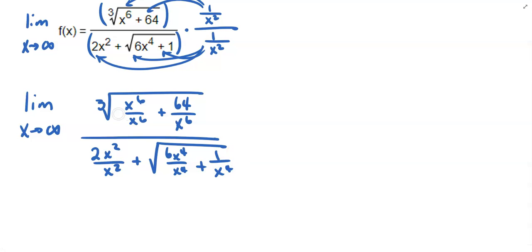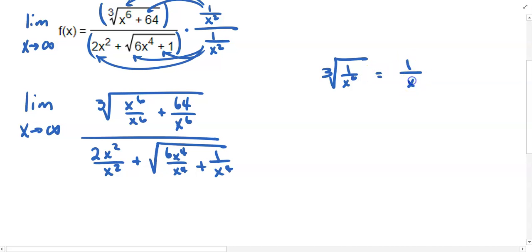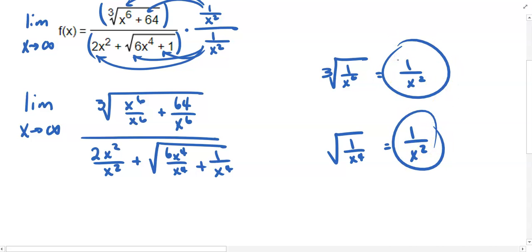Now this may seem a bit confusing because I was talking about multiplying in x squared, but keep in mind that the cube root of 1 over x to the sixth is equivalent to 1 over x squared. And down here, the square root of 1 over x to the fourth is equivalent to 1 over x squared. So if our goal was to multiply in 1 over x squared, we represent it by the square root of 1 over x to the fourth, or the cube root of 1 over x to the sixth.